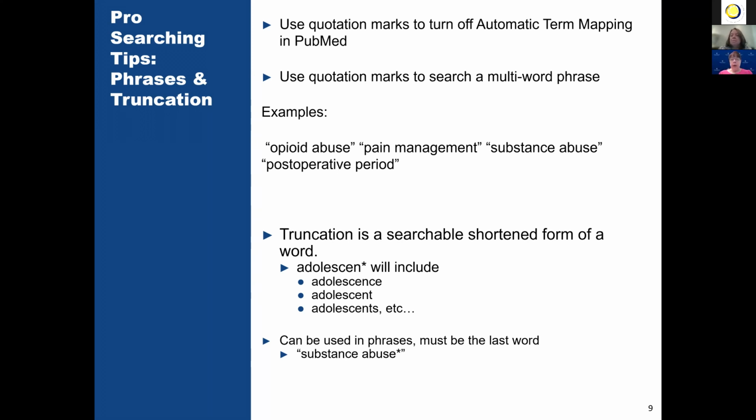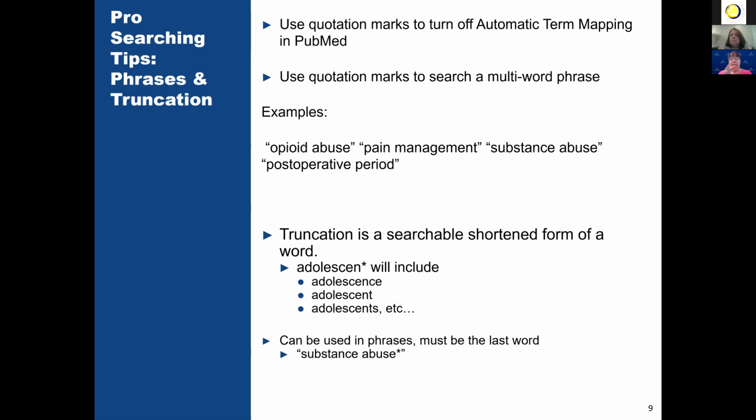Another good search tip is truncation. Some databases refer to it as stemming. Google does stemming automatically. But truncation is you type so much of a word, what we refer to as the root, and then you put a truncation symbol. The most common truncation symbol is the asterisk. So as we have in the example here, you type adolescent and an asterisk, and the database will return adolescence with the CE, adolescent with the T, adolescents with the TS.